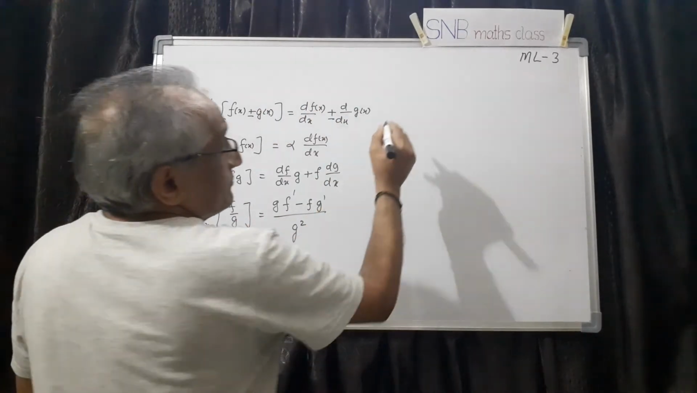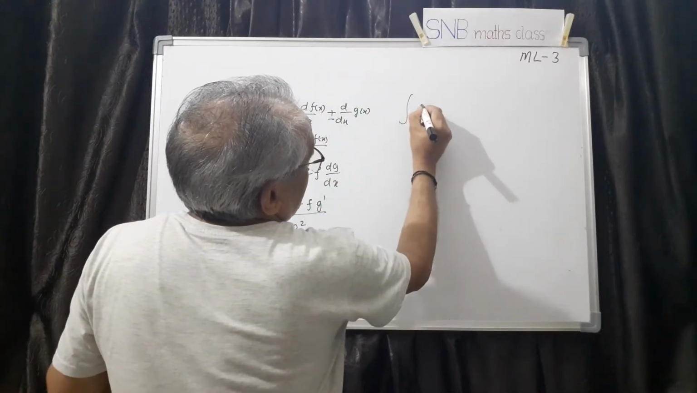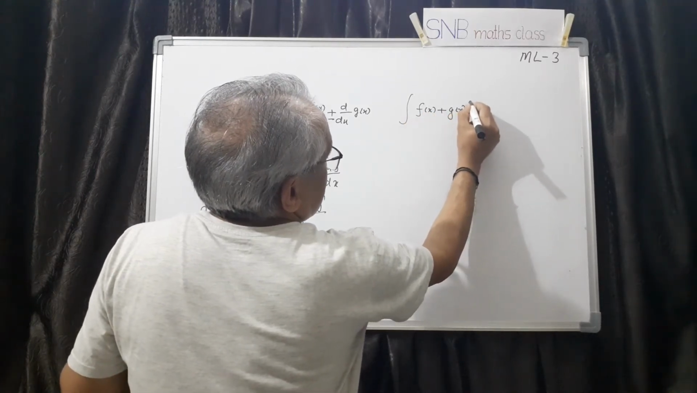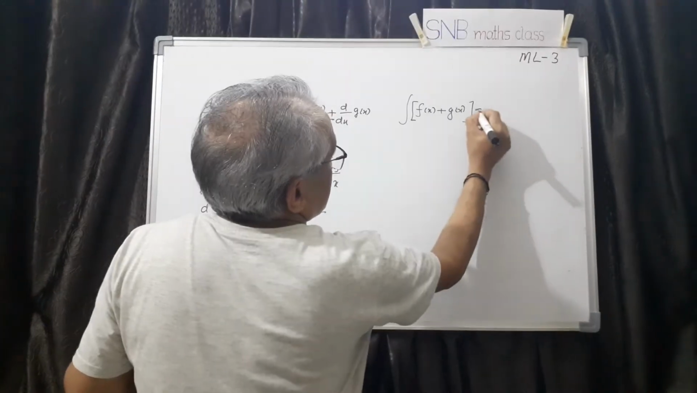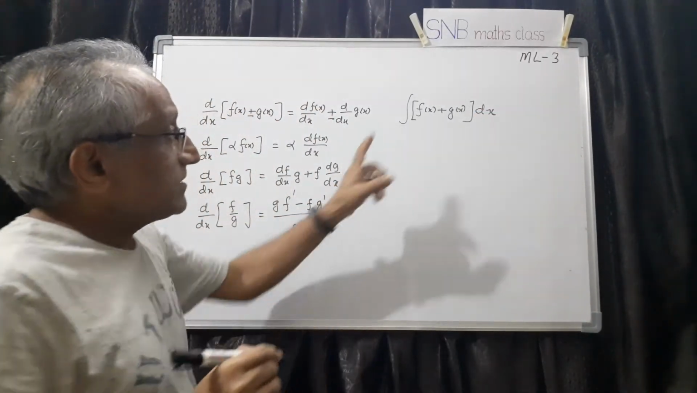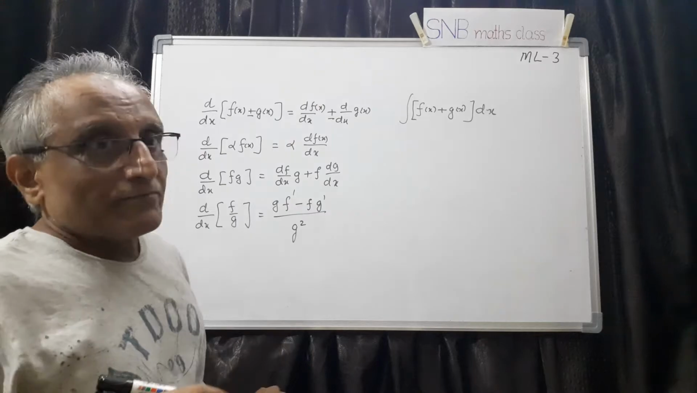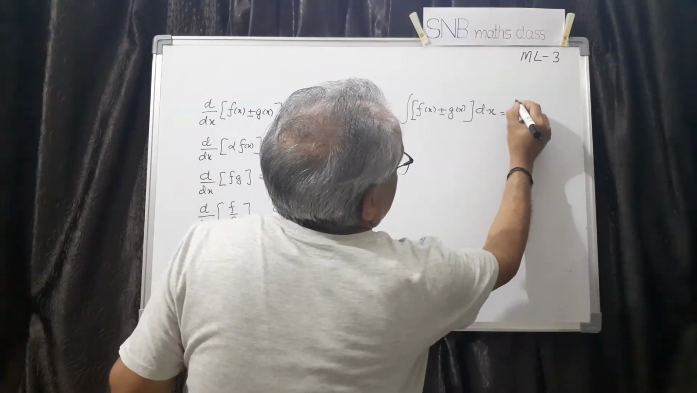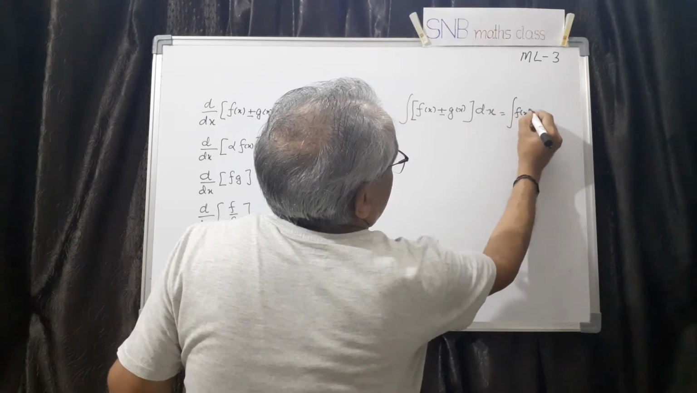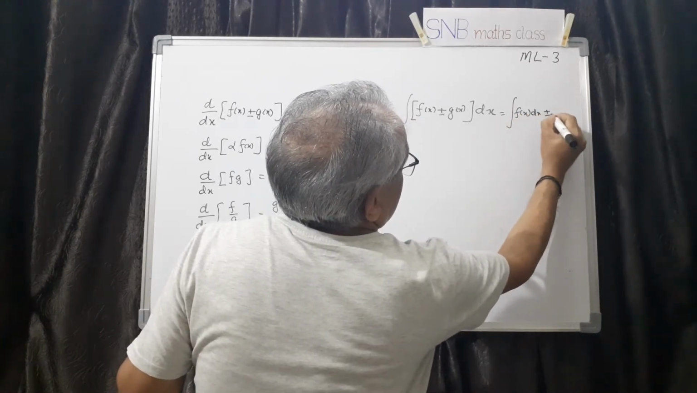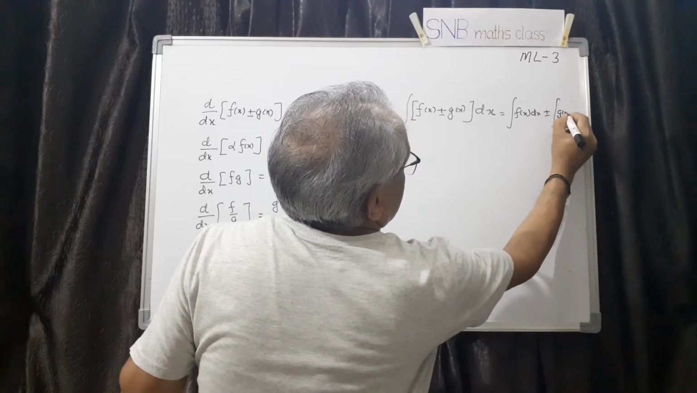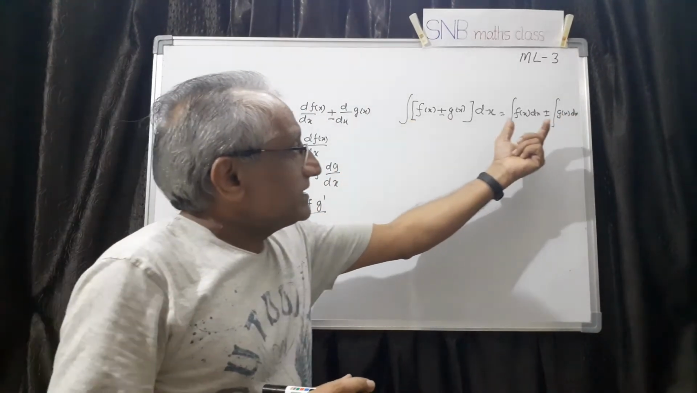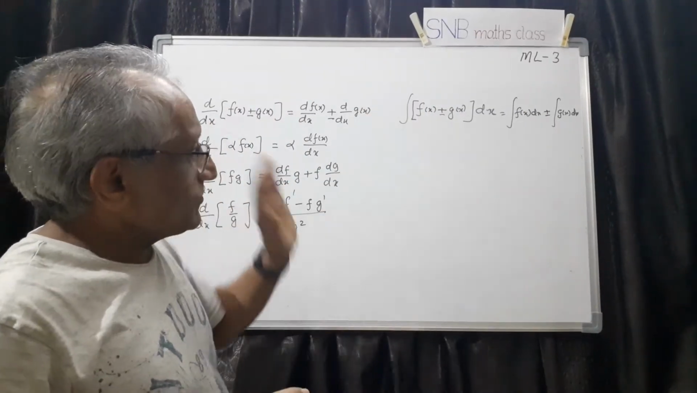So the question now is, what is the rule for integral of f of x plus g of x dx? Suppose you have to integrate two functions, that is, a sum of two functions. What is the rule? The rule is the same. If it is minus, then minus. This is integral of f of x dx plus or minus integral of g of x dx. That means when two functions are given, you can integrate them separately. This is the first rule.